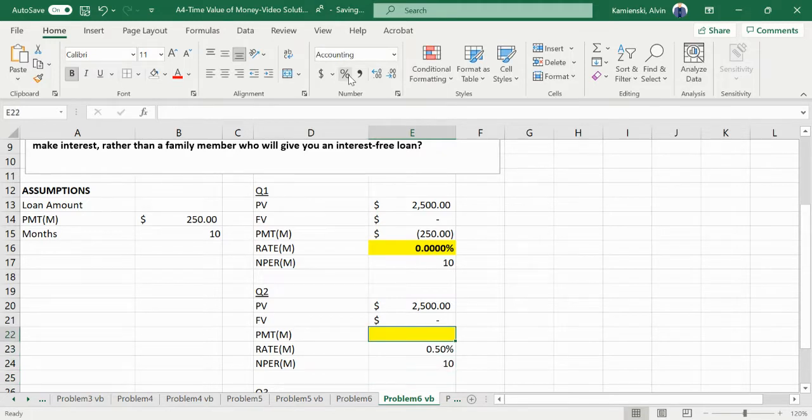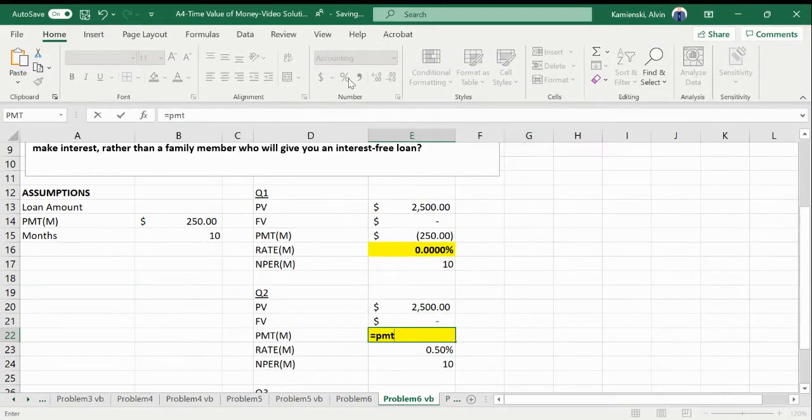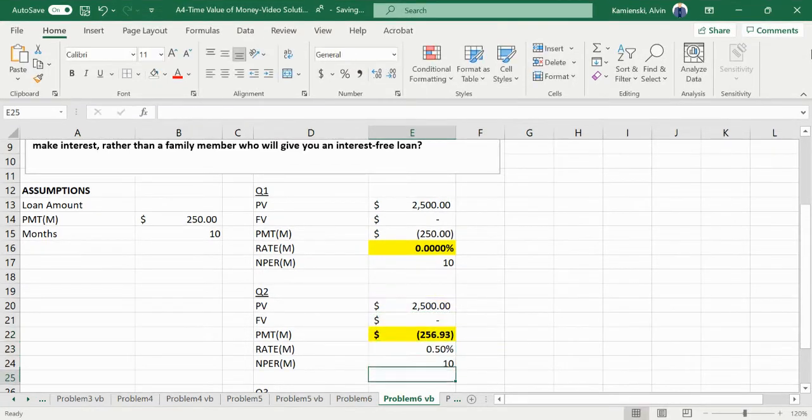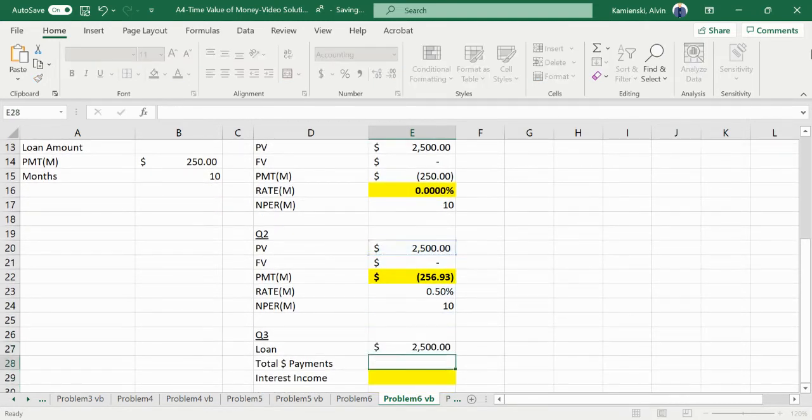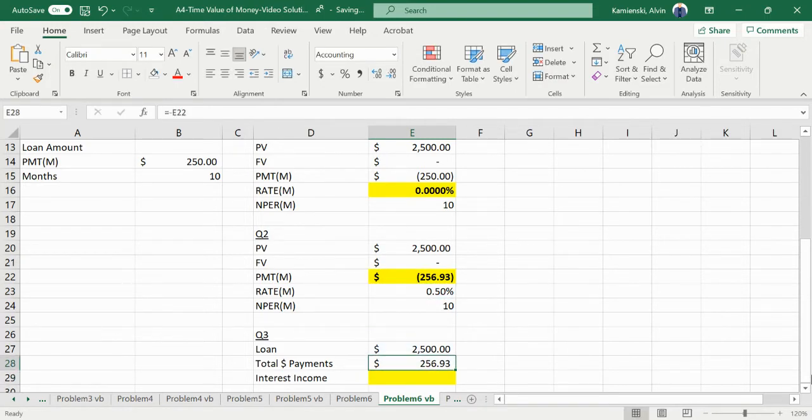So solving then for the payment when you have a very small rate per month for 10 periods, when you start with $2,500 and nothing in the future, that's a $256.93 payment. So how much was the loan again originally? It was $2,500. Well, what's the total amount of payments that a non-family member but an institution would get? Well, let's switch the sign on this. That would make it a positive, correct?